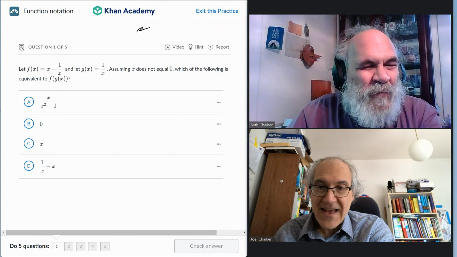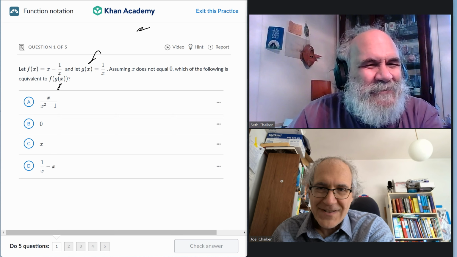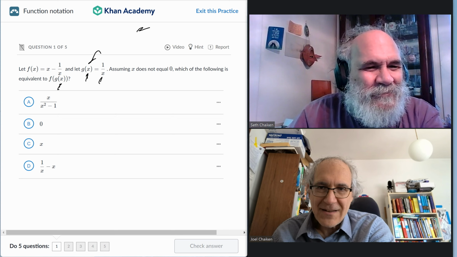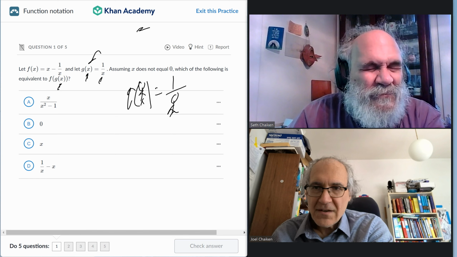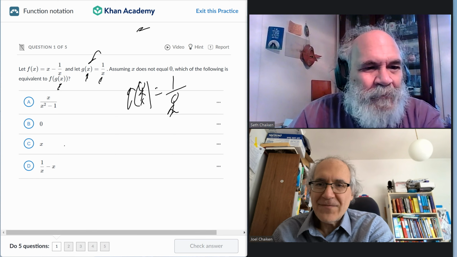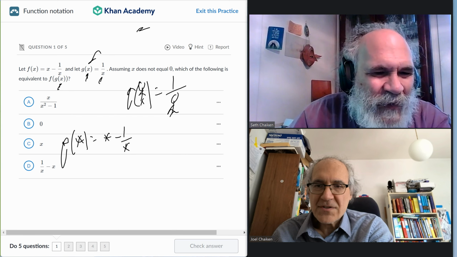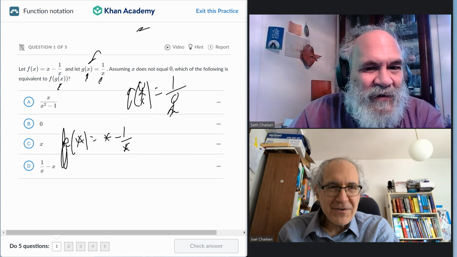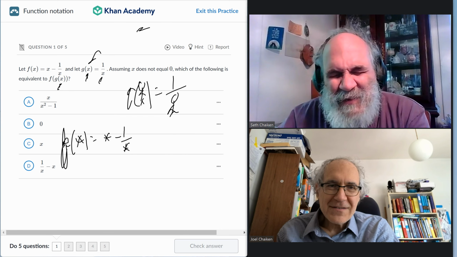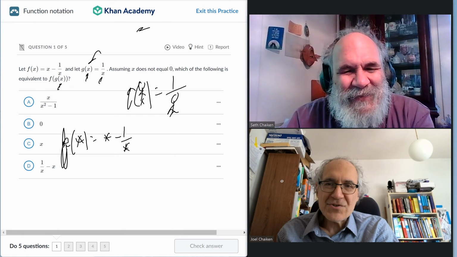But you have to understand that these x's are used in multiple ways. This x doesn't really mean an x. This x can really mean anything. So you could say g of little person is equal to 1 over little person. And then f of the same thing. You could make f of a star equal to a star minus 1 over a star. So these are really more placeholders. Do you call them dummy variables? Yeah, you could call them dummy variables.